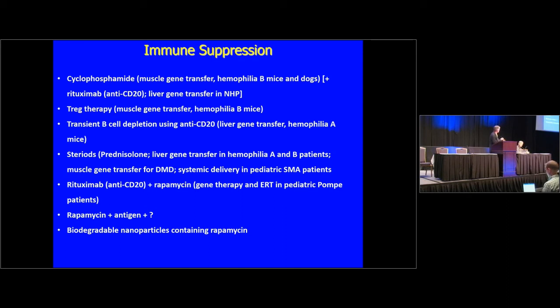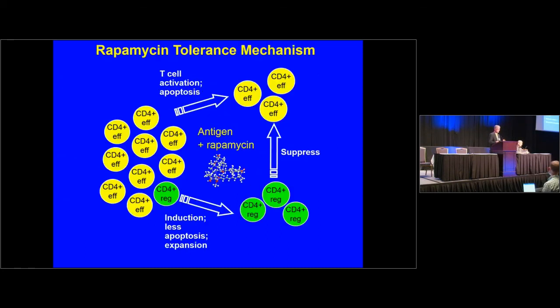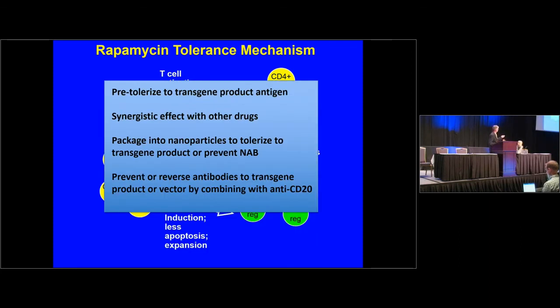And then there's a number of protocols, I don't want to go through them all, that show the value of immune suppression against transgene and capsid. I just want to point out there's been much emphasis lately on rapamycin. Rapamycin is quite useful because it helps you shift a response from an effector response to a Treg response. And it has been shown that if rapamycin is given with the transgene product ahead of time, you can pre-tolerize. It has synergistic effect with other drugs. It can be packaged into nanoparticles. That's been successful in blocking, even neutralizing, antibody formation against AAV.